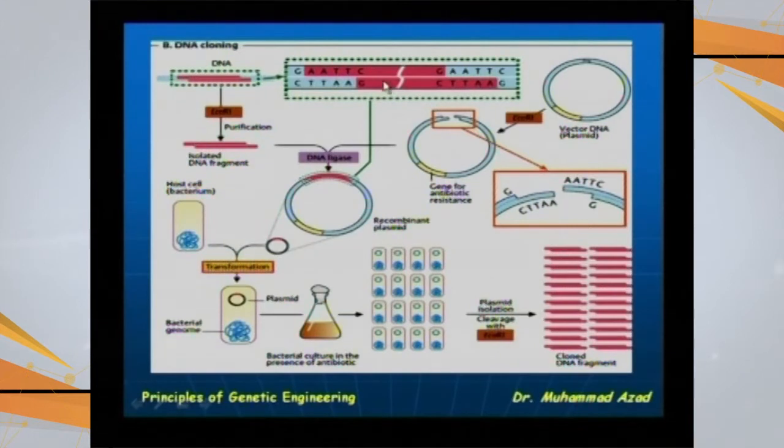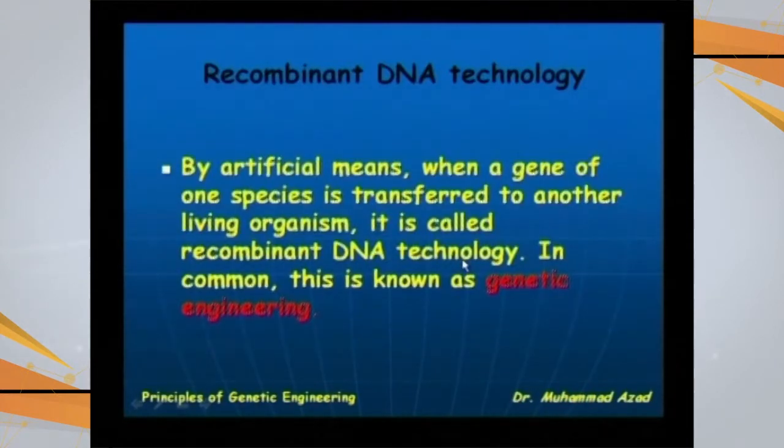We are going to cut out these genes, then we are going to cut the plasmid. After insertion of these genes in the plasmid, the plasmids are grown in the fermenters, and ultimately we are going to have a lot of copies of these genes. This is called gene cloning or DNA cloning. So this is recombinant DNA technology, and this is by artificial means, not natural.